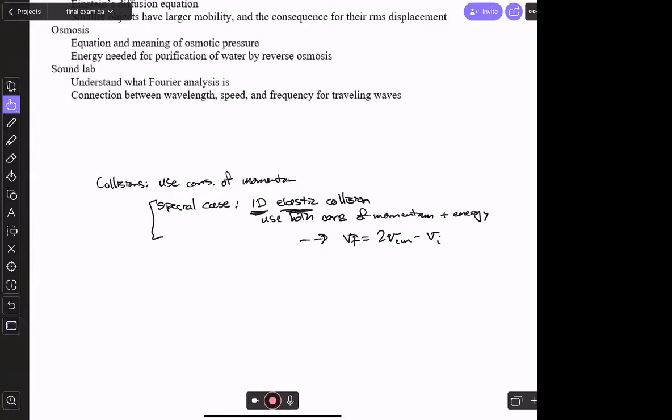So is it still, try to use conservation of energy, except for a collision? Except for collisions.